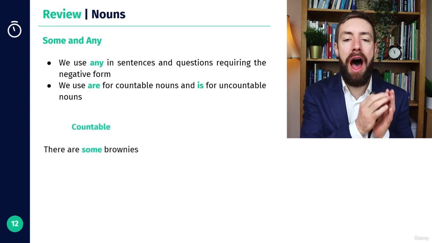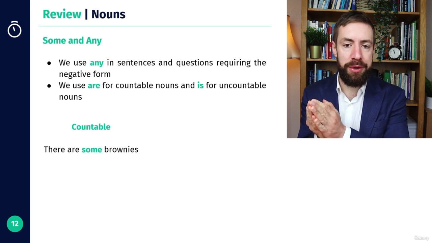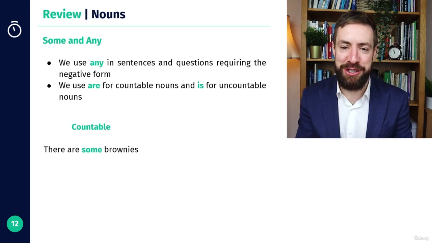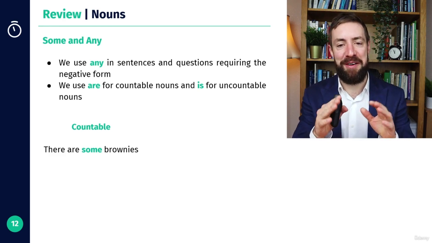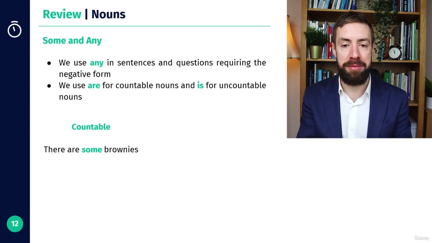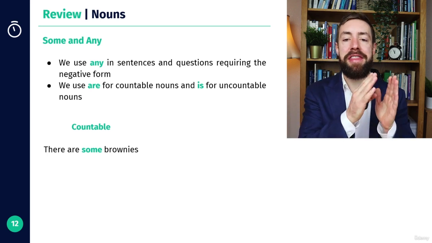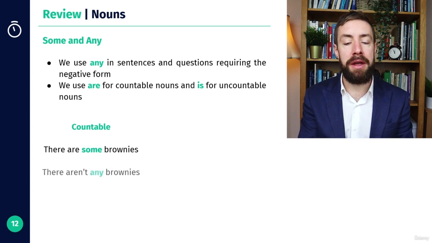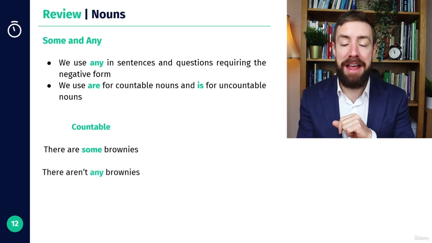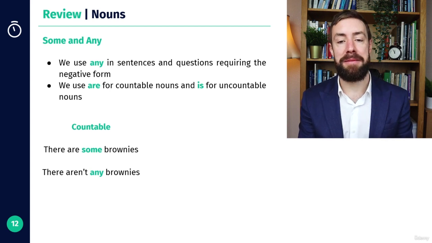So you would say there are some brownies. So brownies, if you don't know what brownies are, then you need to check because they're delicious. But we can count brownies. There's 1 brownie, there's 5 brownies. I ate 10 brownies yesterday. So we say there are some brownies, but I ate 10 brownies yesterday. Today, there aren't any brownies.